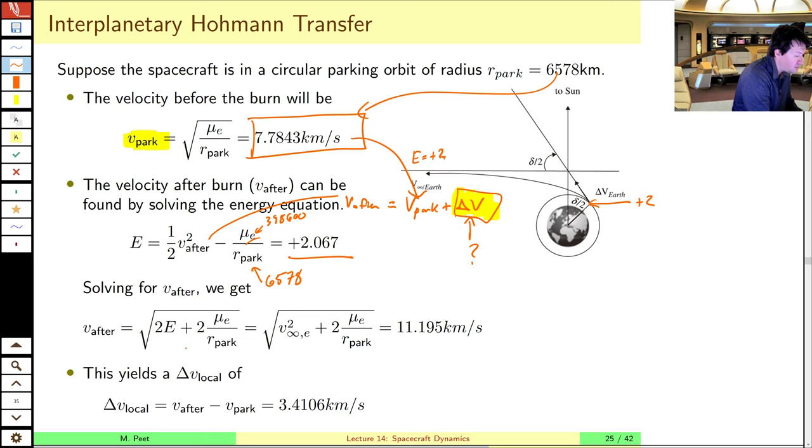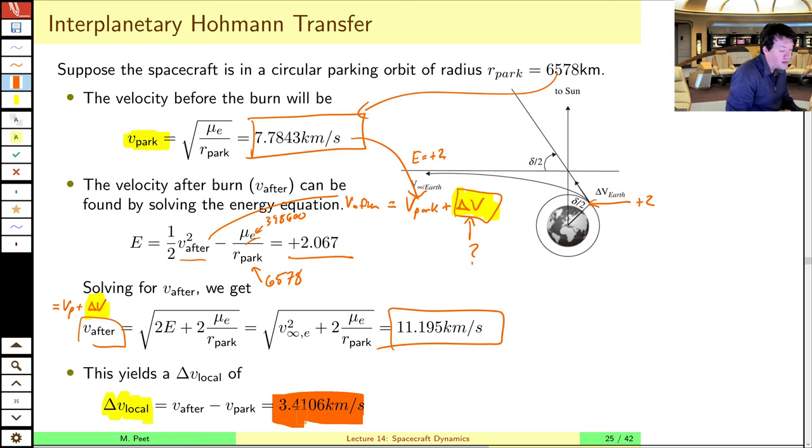Actually, what I've done is I just solved this equation for V after, which equals V park plus delta V. I solved that equation for V after, and I got that my velocity after my delta V, just through energy conservation, should be 11.2 kilometers a second, as opposed to my initial velocity of 7.78. So if I then solve for delta V, I find delta V with respect to the parking orbit is 3.4 kilometers per second. And that gives us all the energy we need to not only leave the sphere of influence of the Earth, but also to have an excess velocity of 2.5 kilometers per second.